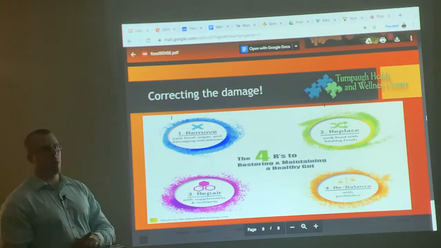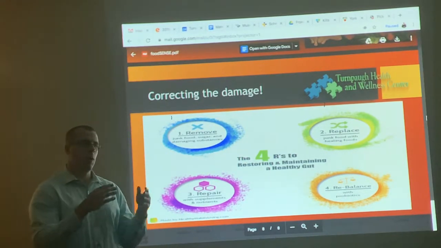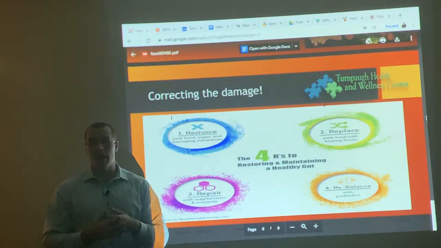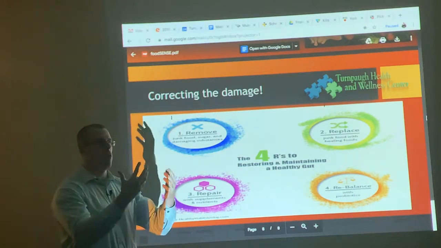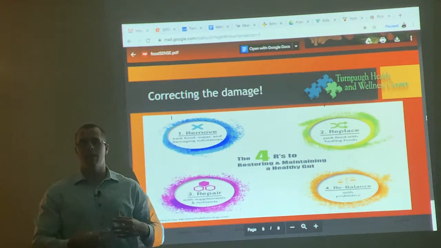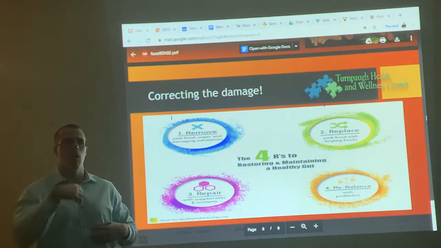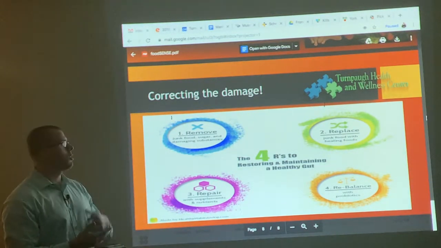So first, what we want to do is remove the inflammatory food. So we've talked about that already, going to the point of AIP, FODMAP, removing that food. Really important that we remove that inflammatory response so we're no longer stimulating that cascade that I discussed earlier.